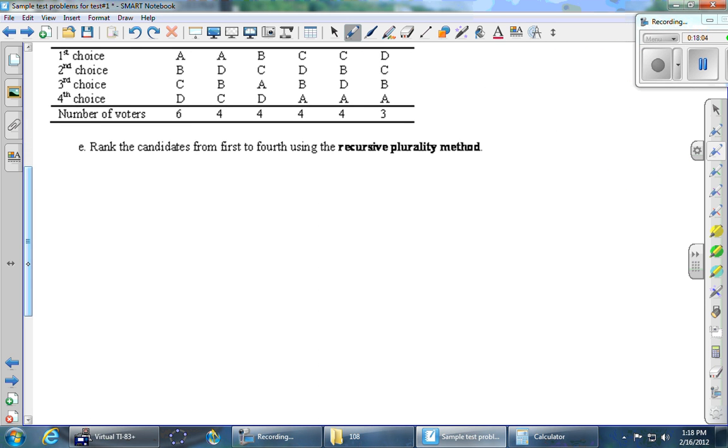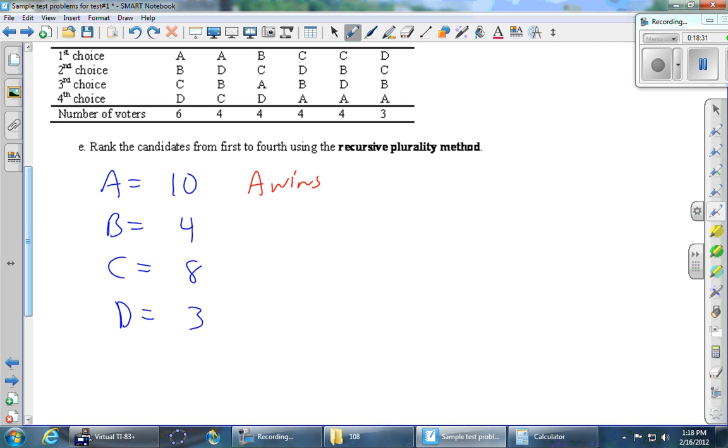Okay, part E. Rank the candidates from first to fourth using recursive plurality. Okay, so first we'll get our basic A, B, C, D plurality numbers. We can copy these from the other page or just count them again. First place votes only. It's 10 and 4 and 8 and 3. And so our winner is A with the most.